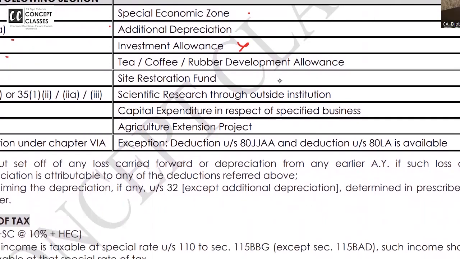Tea coffee mat lo. Site restoration 20% of profit set. यहाँ पे लिख दो if you want. 40% profit keep with NABARD. 20% profit keep with SBI. Scientific research, specified business, agricultural extension, कुछ मत लो. 80JJ and 80LA. 80LA is तो specially given for the IFSC and all. Nothing you will get. No set off of losses.